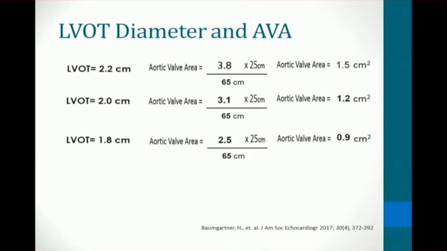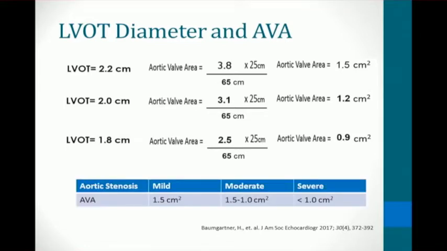Using the rest of the calculation, the first sonographer calculates an aortic valve area of 1.5 centimeters squared. Sonographer 2, an aortic valve area of 1.2 centimeters squared. And sonographer 3, an aortic valve area of 0.9 centimeters squared. If we look back at the guidelines for aortic valve area, this patient can have anywhere from mild to severe aortic stenosis. That's the difference of 4 millimeters.